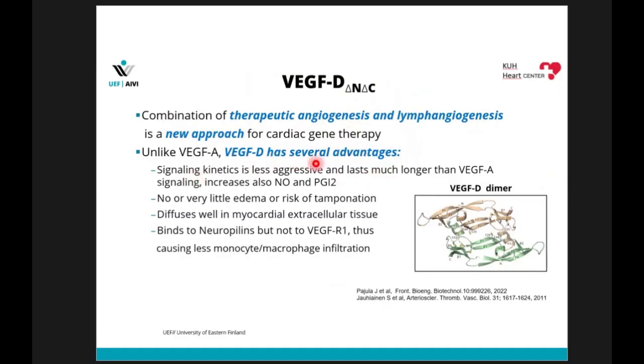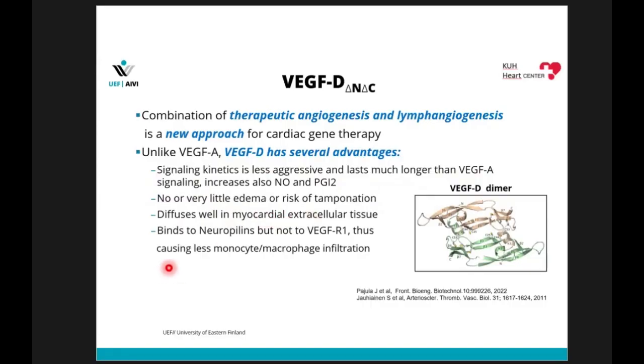And the benefits, which I believe are important in the human context, are that the VEGF-D signaling kinetics is much less aggressive and lasts much longer than VEGF-A, which actually shoots up in 2-3 hours and then disappears very quickly and causes a lot of, for example, leakiness. So VEGF-D shows no or very little edema, and therefore the risk of cardiac tamponade is very low. VEGF-D diffuses very well in myocardial extracellular tissue because it doesn't bind to heparan sulfate proteoglycans.